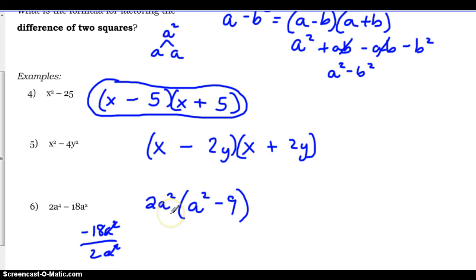Now we feel like we're done, but we would keep going because we always want to look to see if there are more factoring opportunities. And here we would. We have another difference of two squares. So a squared minus 9 would continue to factor. We bring down our greatest common factor and then factor a squared minus 9, which, if we use the formula, would be a minus 3 times a plus 3.